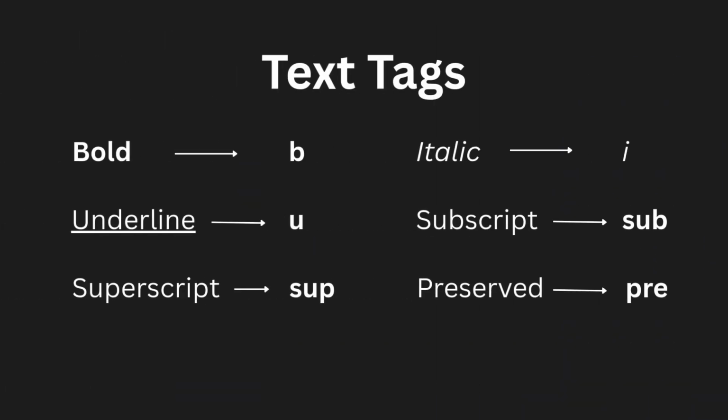You've probably seen this in online stores. When they put items on sale, the original price gets crossed out and the discounted price is shown next to it. If you ever want to draw a line through any text, you can do it using strike. The tag for it is strike.